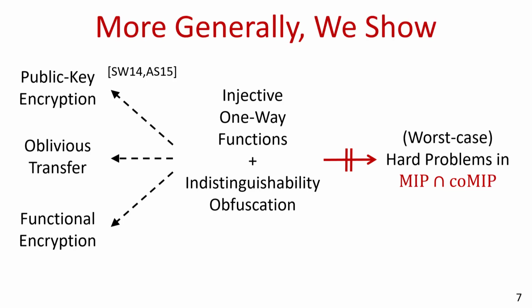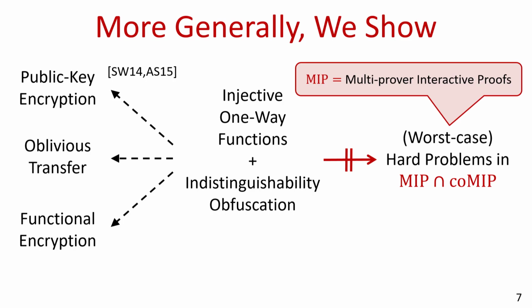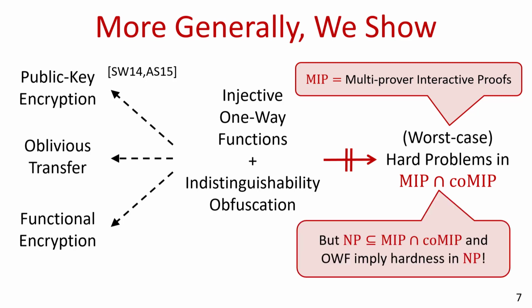Our result is even more general, and we show that injective one-way functions, together with I/O, do not imply hardness in the class MIP intersect co-MIP in a black box way, where MIP is the class of languages with multi-prover interactive proofs, which I will define later on. However, this seems contradictory, because NP is contained in this class, and already one-way functions are known to imply hardness in NP in a black box way.